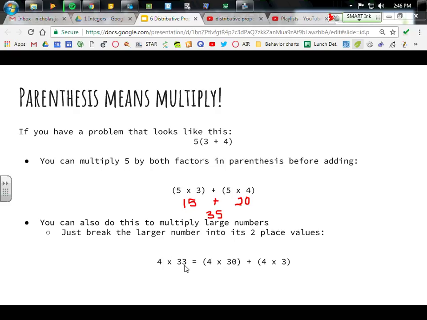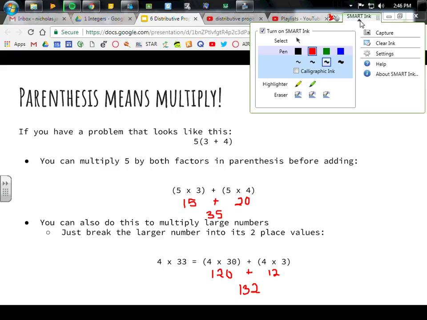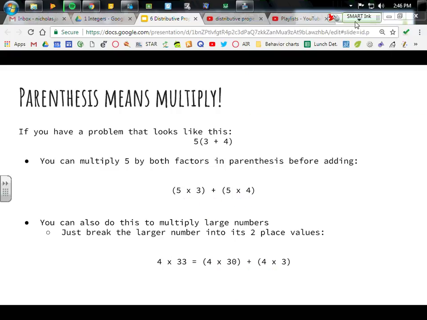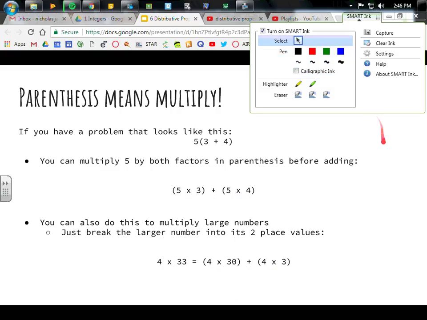So breaking 33 down into its place values would be 30 plus 3. So that means that this is the same as 4 times 30 plus 4 times 3. 4 times 30 is 120, and 4 times 3 is 12. So you can add those together and get 132. All right, see how that makes that problem much more manageable? All right, we're going to clear ink and move on to the next slide.